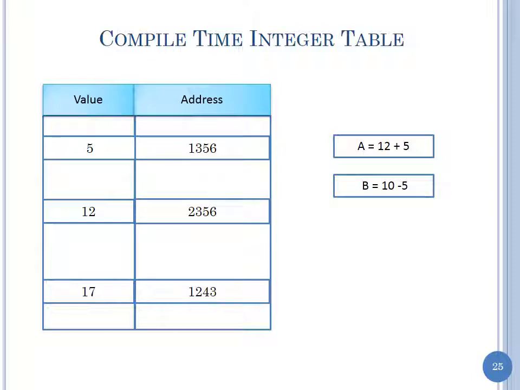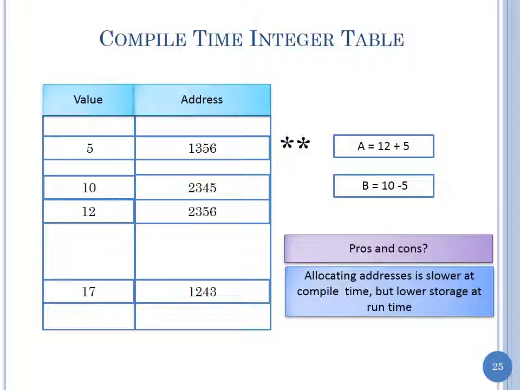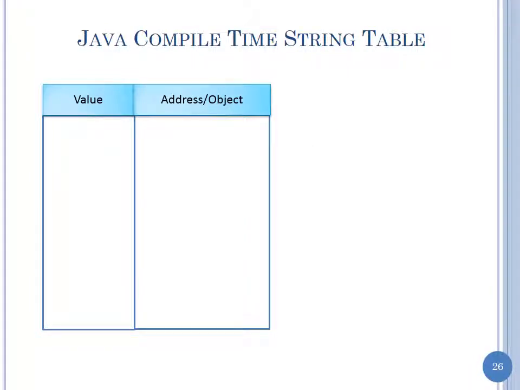And again, now if there's another named constant and we say 10 minus 5, we allocate an address for 10, but for the 5 that is in the expression and for the 5 that's stored, we can just do the same thing again. Okay. So pros and cons. Allocating addresses is slower at compile time. Okay. But at runtime, we have less memory being used. Okay, so that's good. But for ints, maybe the storage is not such a big issue.